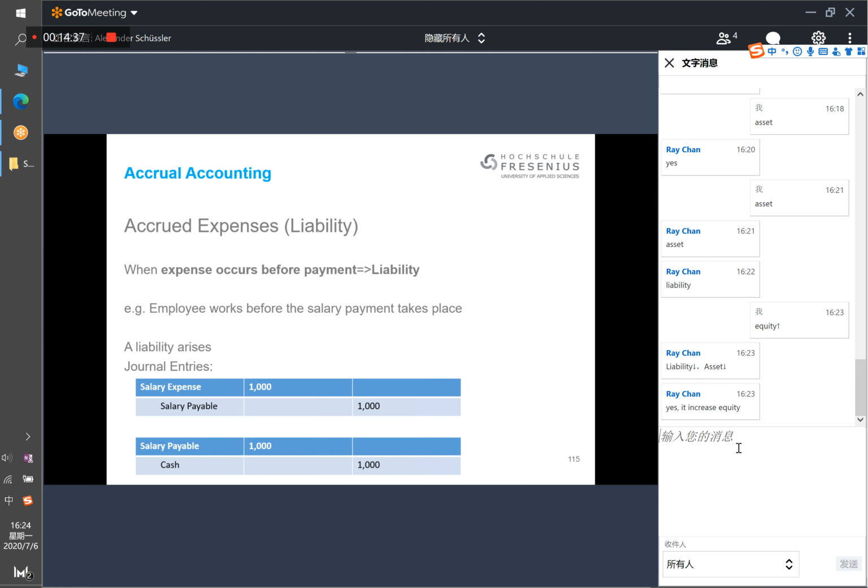In the case of an accrued expense, let's say an employee works before the salary payment takes place. So the employee works, the firm has to record an expense, but it does not pay yet. Again, let's write our accounting equation. Assets equals equity plus liabilities.